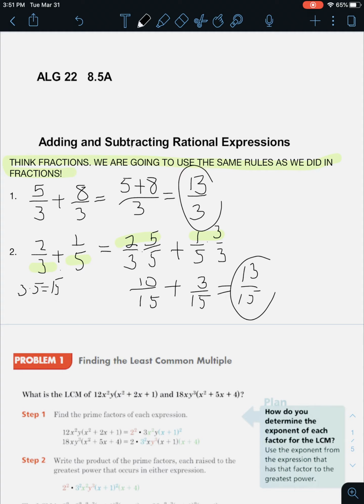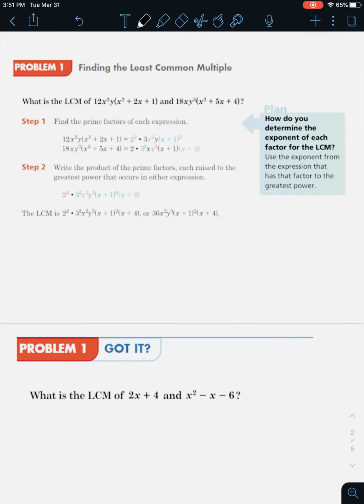I'm going to use that same idea as I'm dealing with rational expressions. Let's look at what it looks like to get common multiples as we approach common denominators with variables. Okay, so I have in this first expression 12x squared y times a trinomial. And I'm going to have to factor that trinomial.